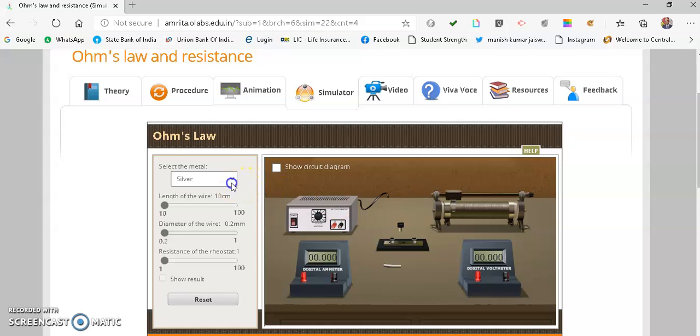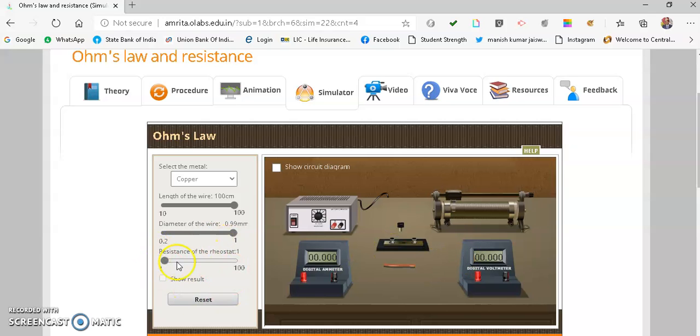So firstly we need to select the material. Say I am selecting the copper material, and then I have to select the length of the wire. So it is 100 centimeter. The full wire is 1 meter, I am taking 100 centimeter, and diameter say I am taking 1 centimeter, it is almost 1 centimeter or 0.1.